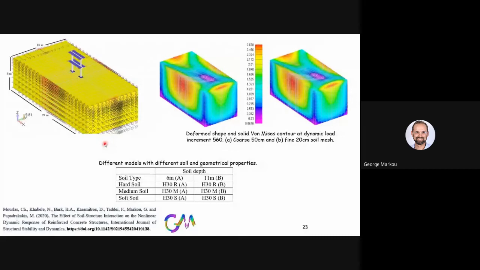After we validated the ability of Recon and Fiat to reproduce the dynamic nonlinear response of this framing system, we discretized the soil and performed some parametric investigations on the soil domain as well. After we concluded on the size of the mesh that we were going to use, we developed 6 different models with different soil types: hard, medium, and soft. The first set foresaw a depth of 6 meters, and the second foresaw a depth of 11 meters.